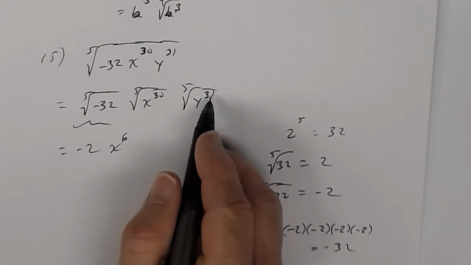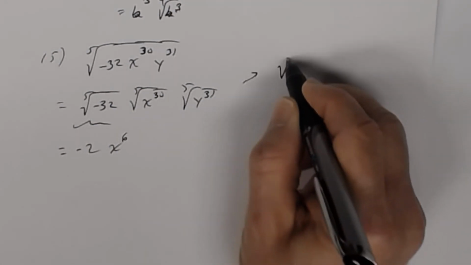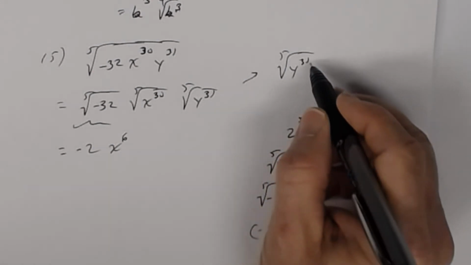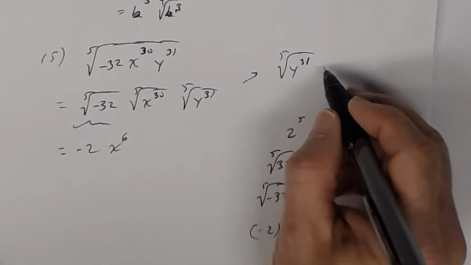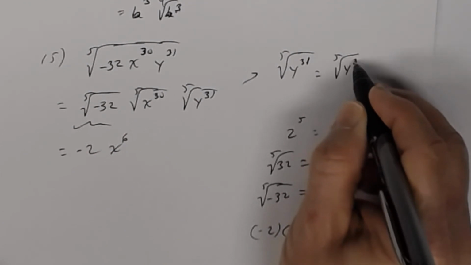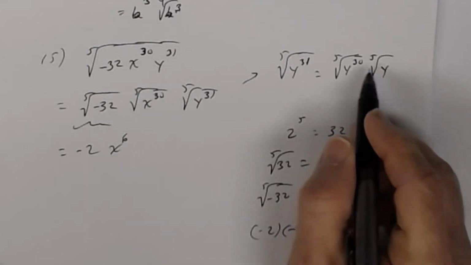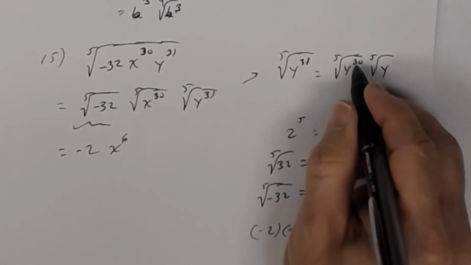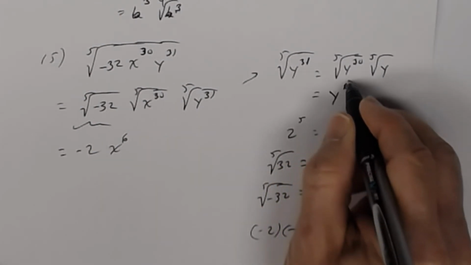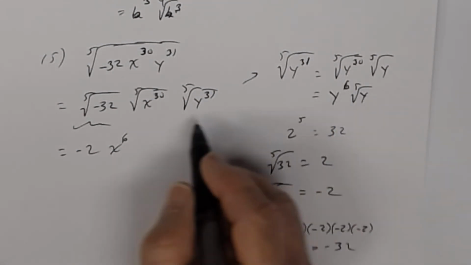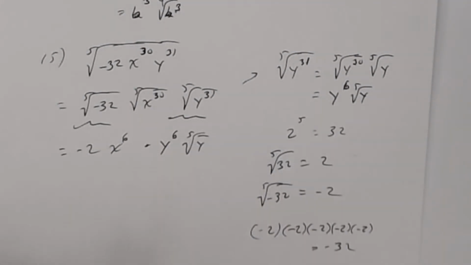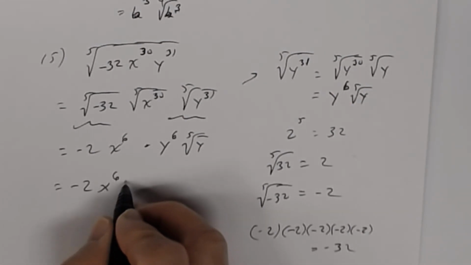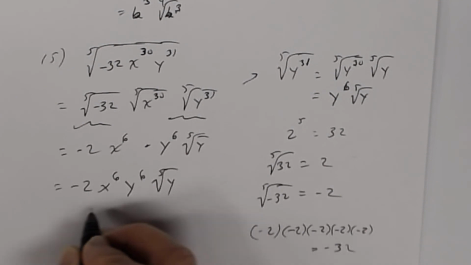I can simplify this, but it's not as easy, so I have to figure that out. So let's do that here. The fifth root of y to the 31st. What's the largest integer less than 31 that's divisible by 5? The answer is 30. So that becomes the fifth root of y to the 30th times the fifth root of y. 30 plus 1 is 31. And 30 divided by 5 is 6, so that's y to the 6 times the fifth root of y. So rewriting this a little bit better, it'll be negative 2 x to the 6 y to the 6 times the fifth root of y.